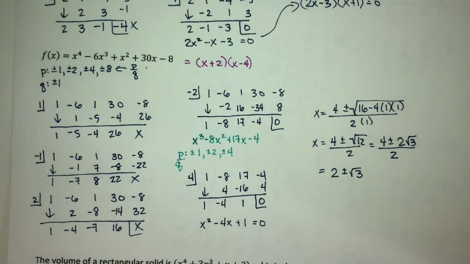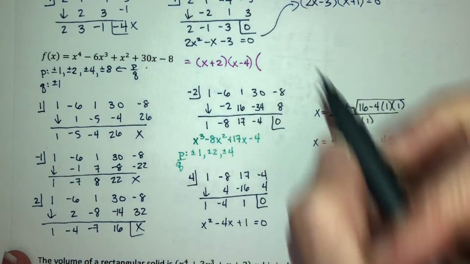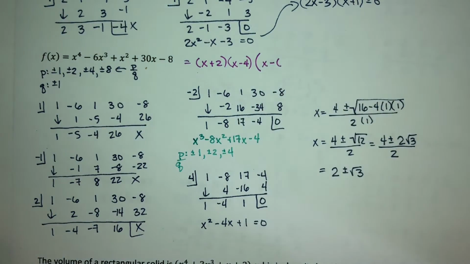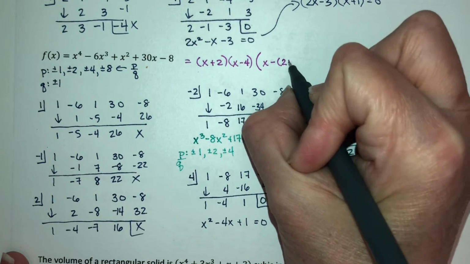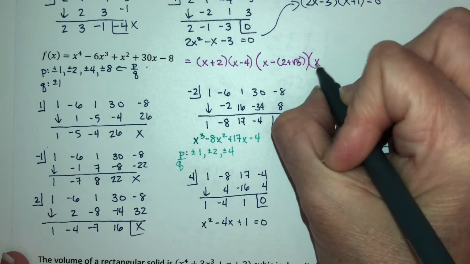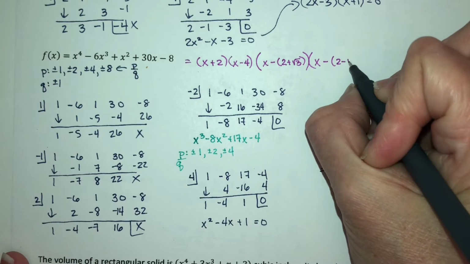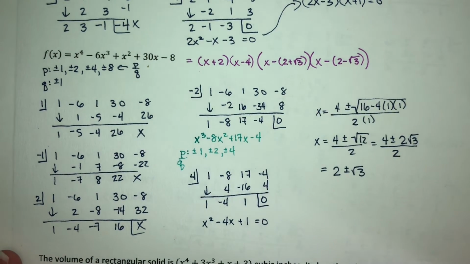Okay. Now, how will they want you to write this? This is x minus, you can use parentheses within parentheses, 2 plus the square root of 3 times x minus 2 minus the square root of 3. That's what they're looking for.